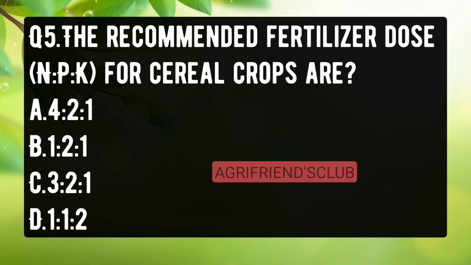Next question is related to the NPK ratio. The recommended fertilizer dose for cereal crops is? Options are 4:2:1, 1:2:1, 3:2:1 or 1:1:2. So the correct answer is 4:2:1.